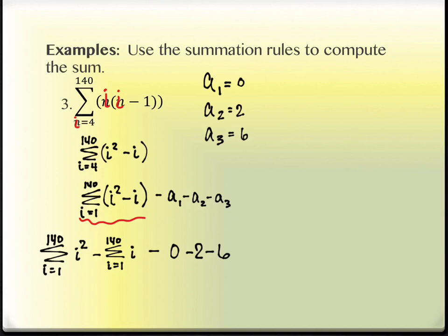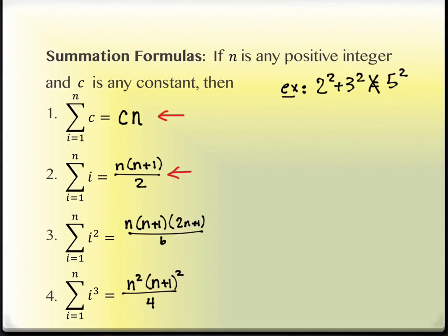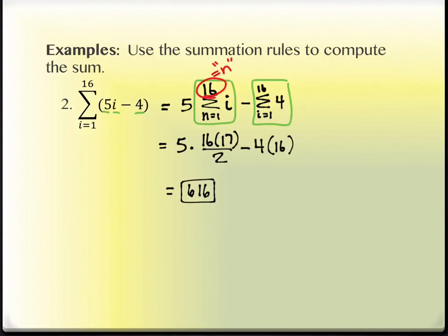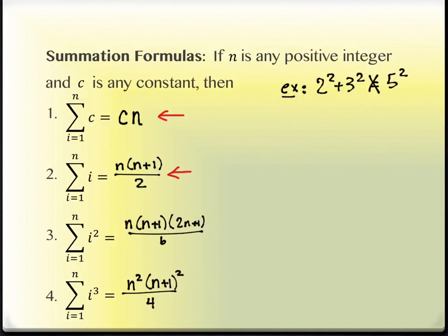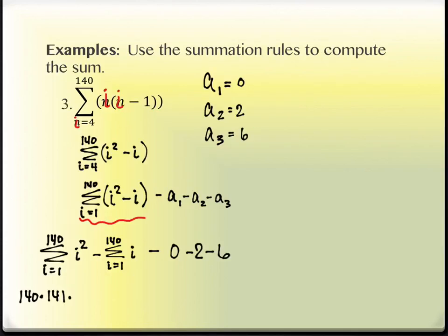Okay, this first one, the I squared, we haven't used that property yet. It's the third one on here. It's n times n plus 1 times 2n plus 1. What's my n in this problem? 140. Okay? So in this one I have 140 times 141 times what? What is 2 times 140 plus 1? Somebody said it. What? 281? And all of that's over 6.